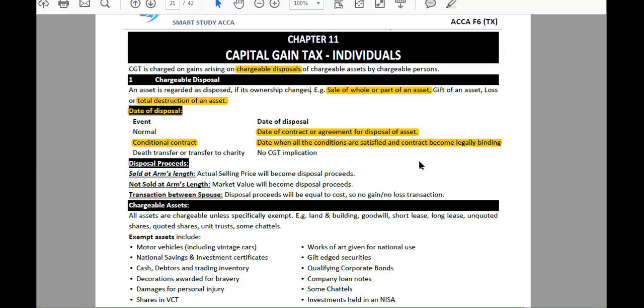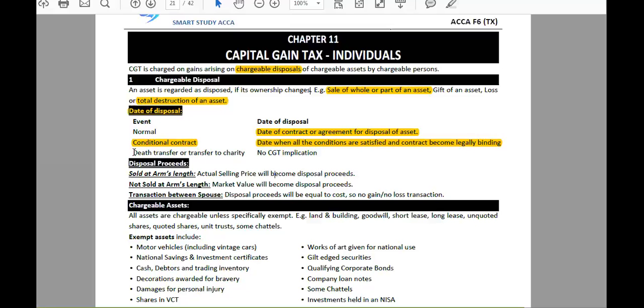So for contingent contracts, we need to wait for the conditions to be satisfied. The date on which all the conditions are satisfied will be the date of disposal, the date of sale for the seller, and the date of purchase for the purchaser.